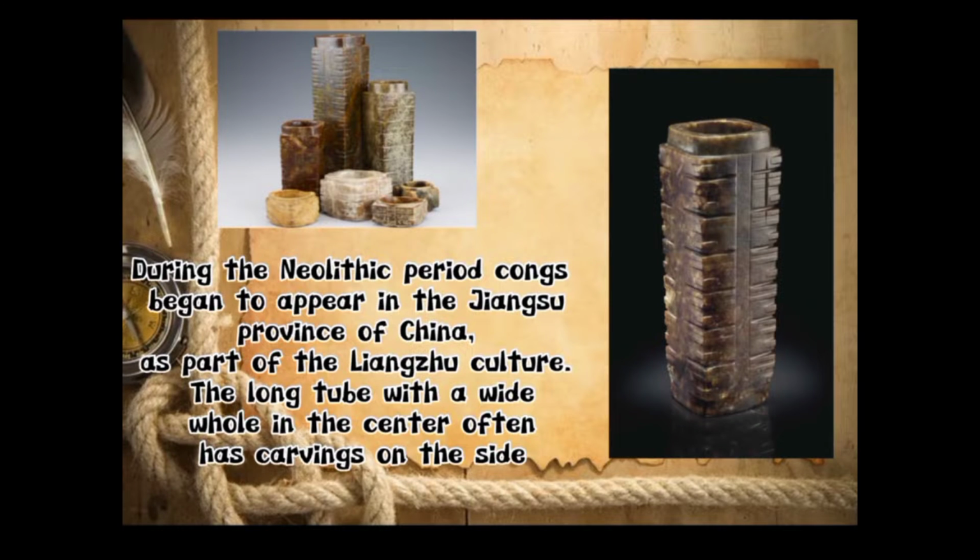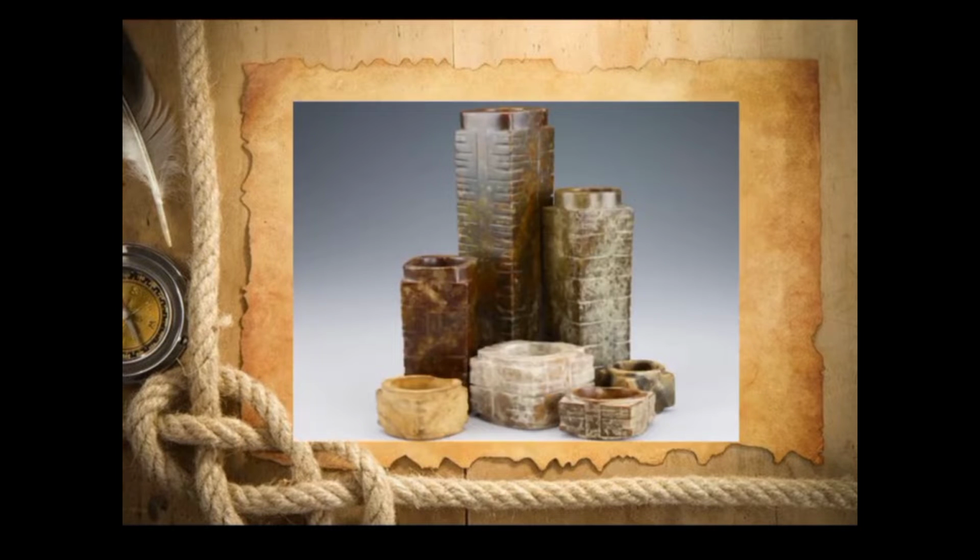During the Neolithic period, cong began to appear in the Jiangsu province in China as a part of the Liangzhu culture. It is a long tube with a wide hole in the center, often with carving on the side. Only the elite could afford work in jade. Although found in tombs, art historians are still not sure what the purpose of the cong was.